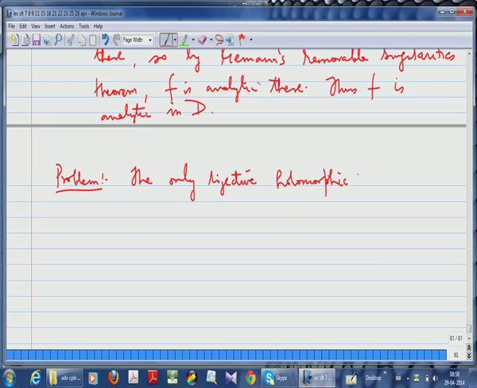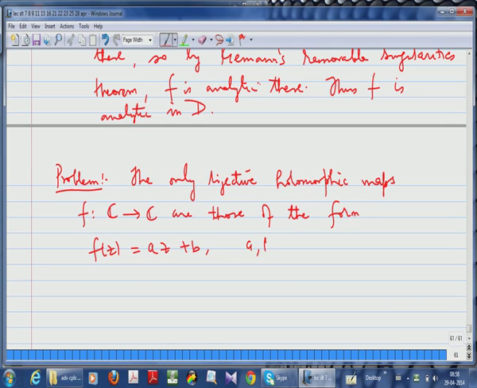The only bijective holomorphic maps f from C to C are those of the form f(z) = az + b, where a and b are complex numbers and a is not 0. And what is the solution to this?